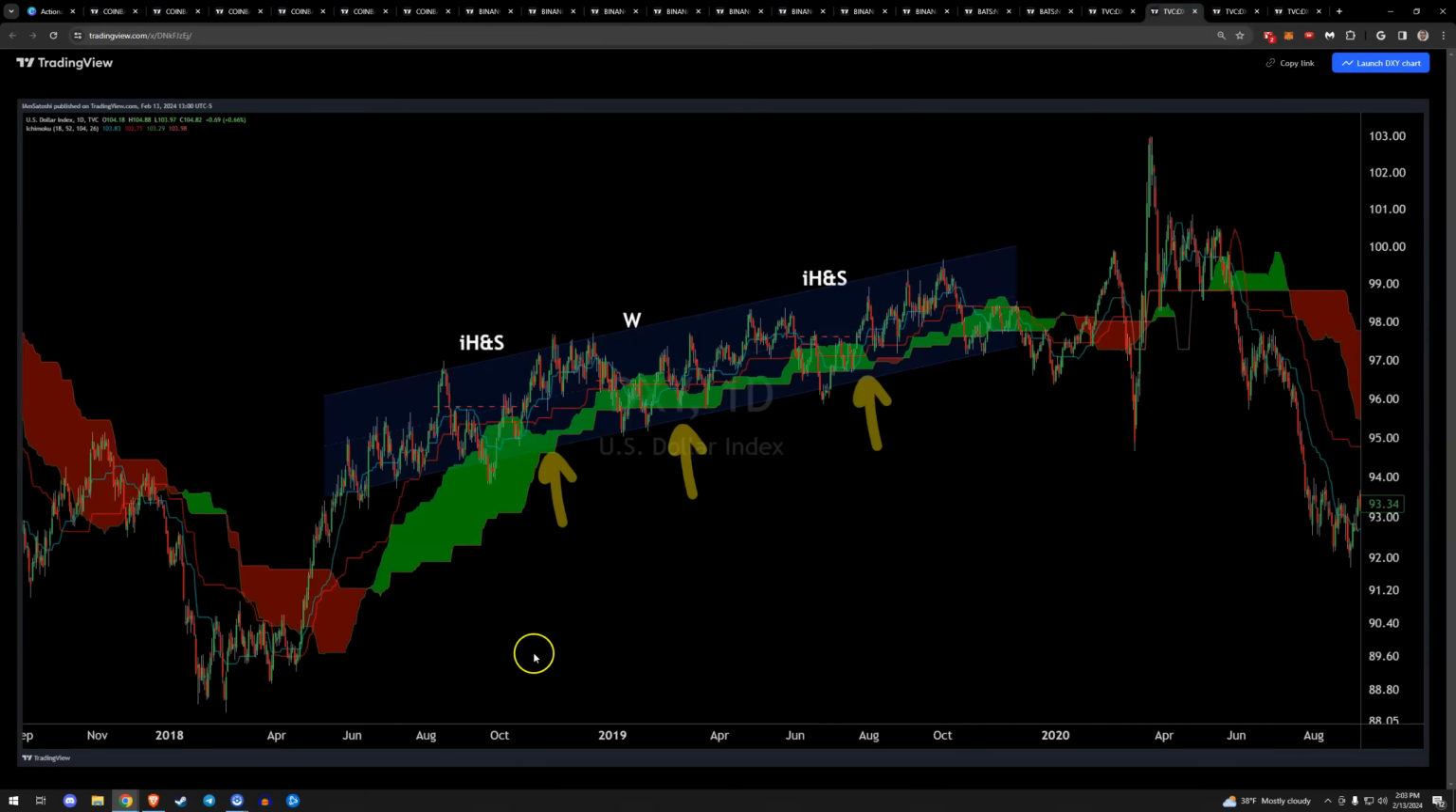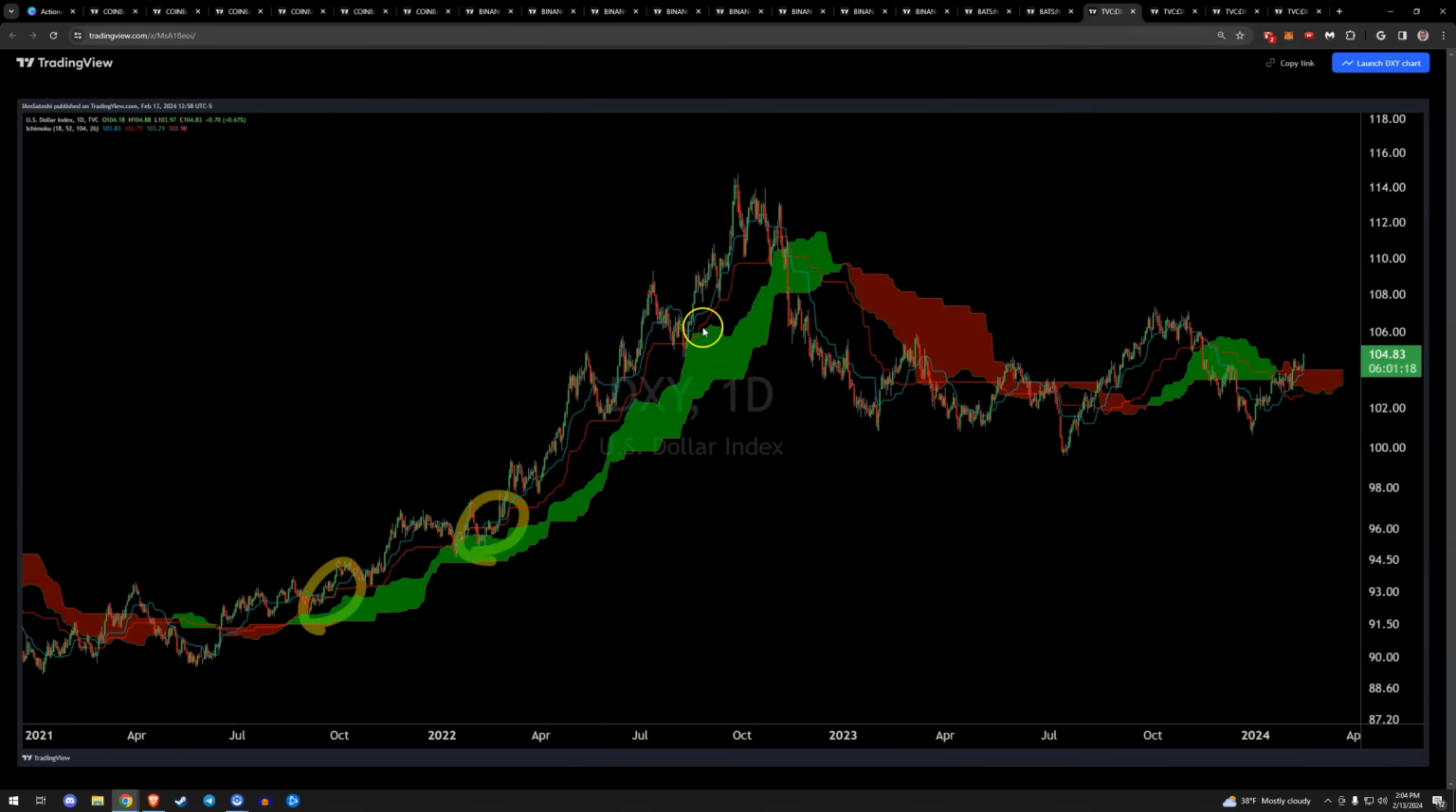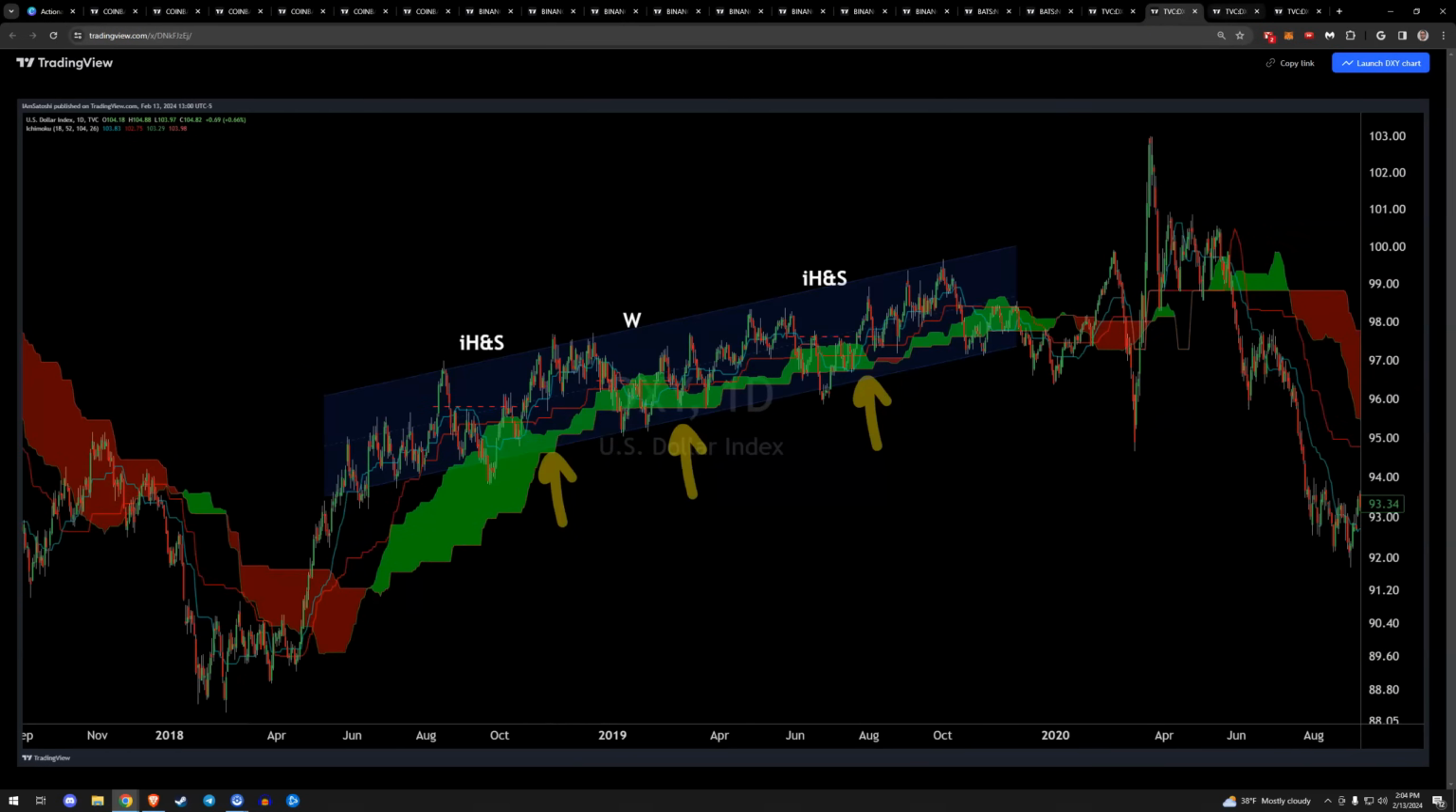Again, we dial it back on the DXY, 2018, 2019. Again, you're getting several reentry signals preceded by bottom reversal patterns. So depending on how you want to measure these, some of them kind of go nowhere, but it's still telling you, get in, get in, get in, get in. I think these are tradable. They're not as impressive as 2021 and 2022, but they're still very tradable.